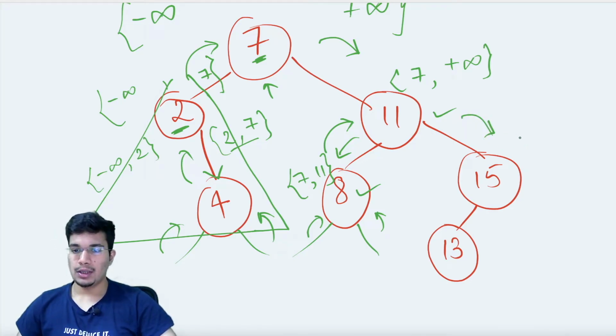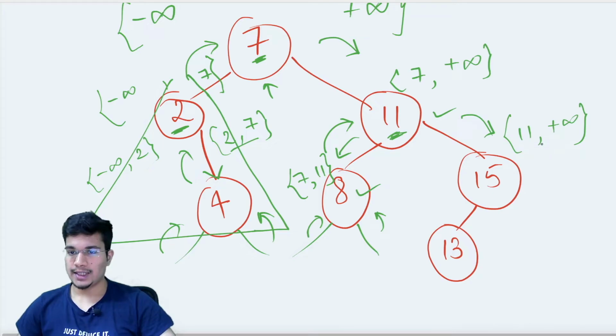Now for my right, the lower value will be bounded by my current root node's value because it needs to be higher than the root node's value. So 11 is the low value, and the high value will again remain the same as my root node's value. So for 11, the high was plus infinity, so it stays the same. And we'll check if 15 lies in between these two numbers, and it does. So it's fine for 15 as well.